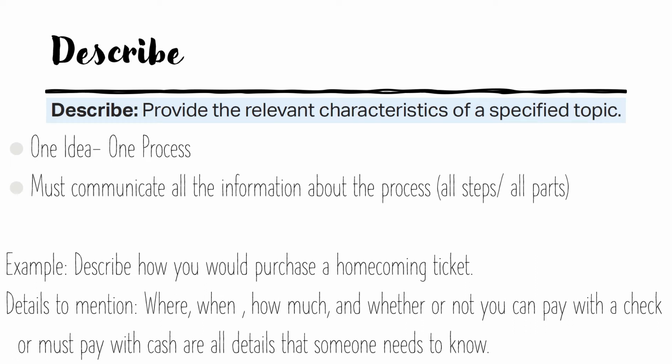The next keyword is describe. Describe, defined by College Board, is to provide the relevant characteristics of a specified topic. One way I like to think about this is that describe must include details of a process. So you must communicate all the information about the process you are describing. For example, describe how you would purchase a homecoming ticket. Details to mention would be where, when, how much the tickets are, and whether you can pay with a check or must pay with cash. All these details are something that someone needs to know.